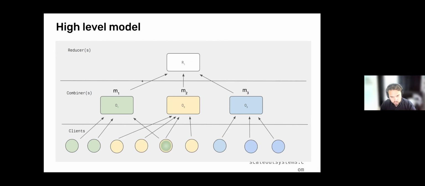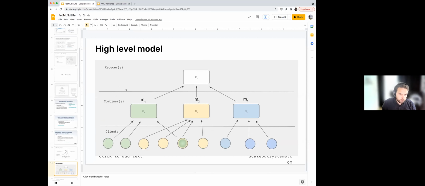If we go back a little bit to the work we do with federated learning, in order to tackle challenges with scalability primarily, this slide here illustrates the high-level model that we have built our system on. Instead of a single server, we have the possibility to have multiple servers, which in our terminology are called combiners. These are the middle layer in the picture. Then we have something called the reducer, which is on the top level, and then you have clients on the bottom level.